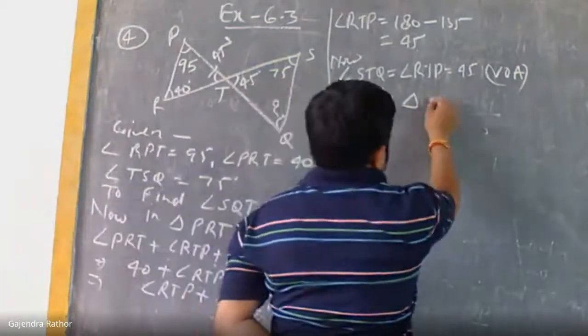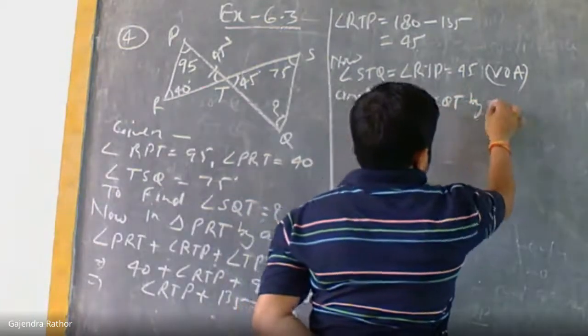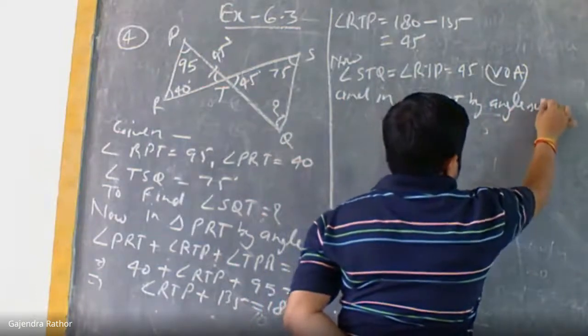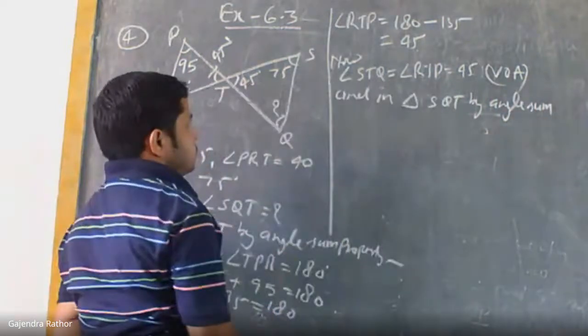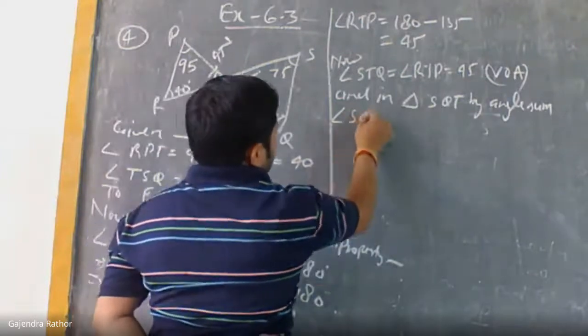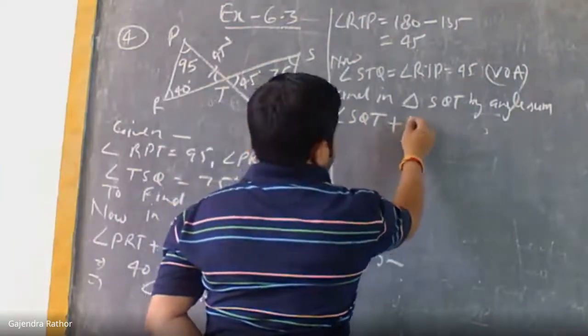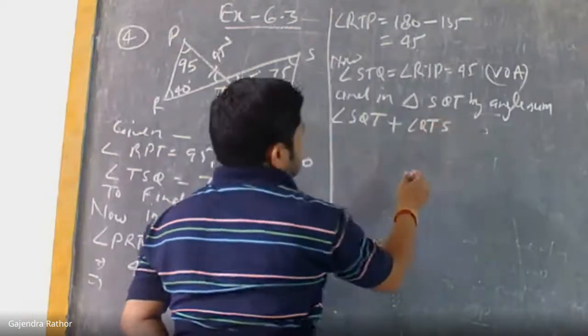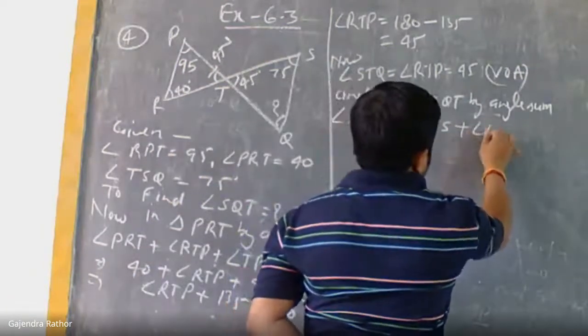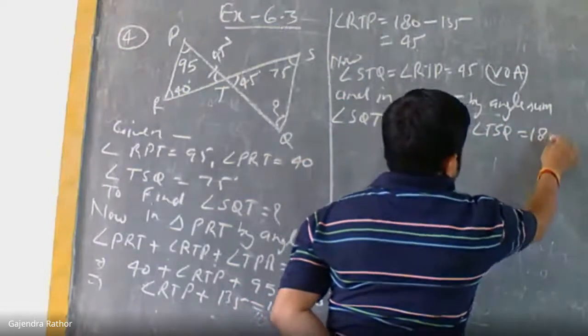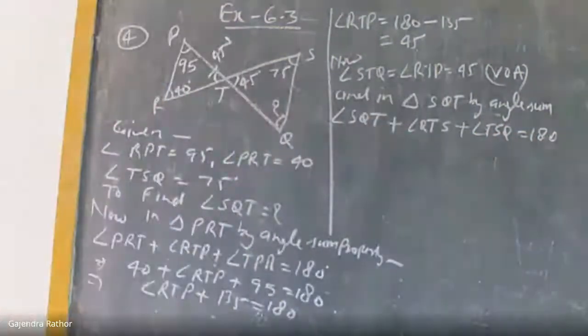In triangle SQT by angle sum, what are the three angles? SQT plus QTS plus TSQ is equal to 180. So all of you find the value of angle SQT and reply your answer. Yeah, correct answer Priyanka D. SQT measures 60 degrees.